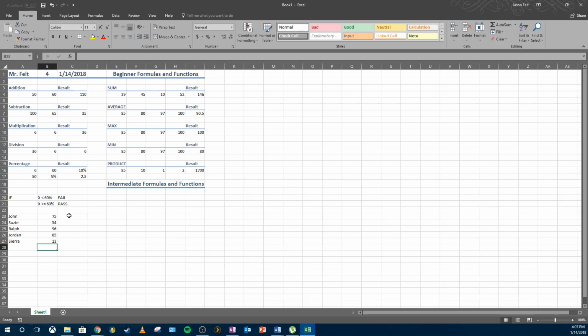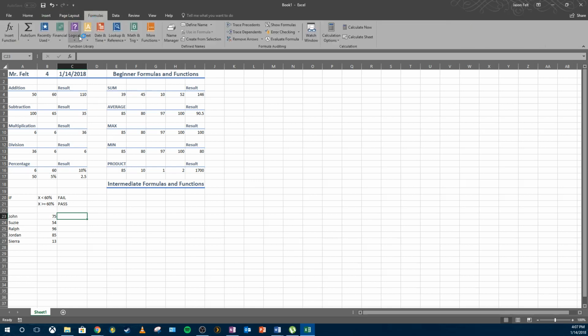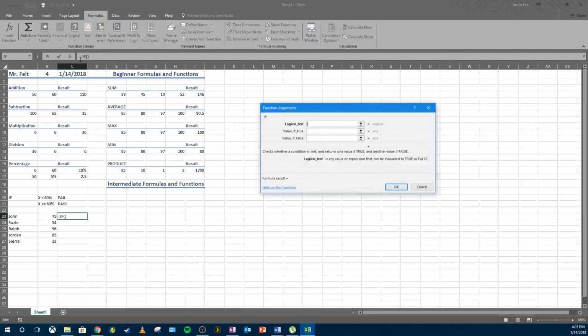Okay, and what we're going to do is create an if function in these cells to see if they pass my class. So we're going to go to formulas, logical, if. Okay, so here's a logical test. So I wrote this down for just my personal reference. You're not going to put these into here. Instead, you're just going to do this.